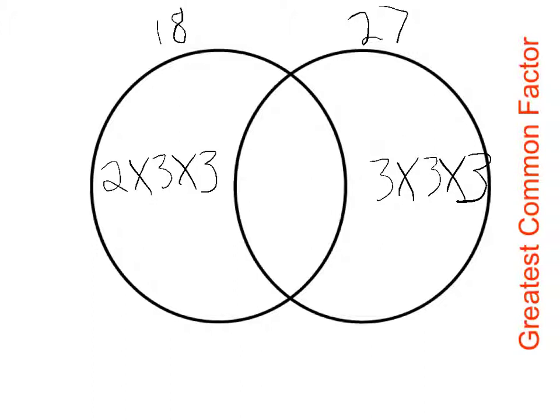Now I can look at those numbers, and you can see that I have 3 times 3 there, and over here I have a 3 times 3 there. So what I'm going to do now is move those factors that I have in common on each side into the middle. So 3 times 3 there moving in, and 3 times 3 there. All I need to do now is take those and multiply them together. So bring those down here. 3 times 3 gives me 9. So there's another way to find the greatest common factor.